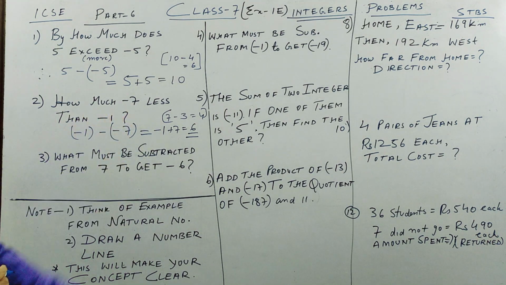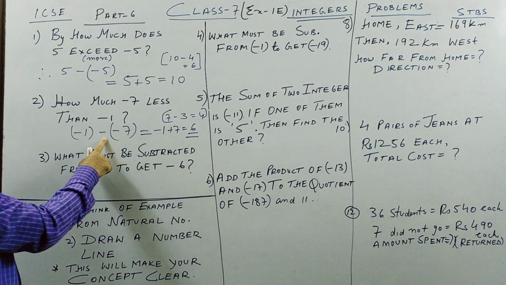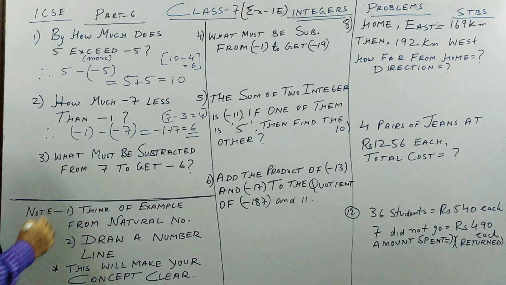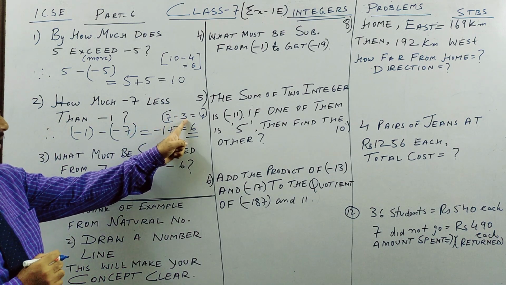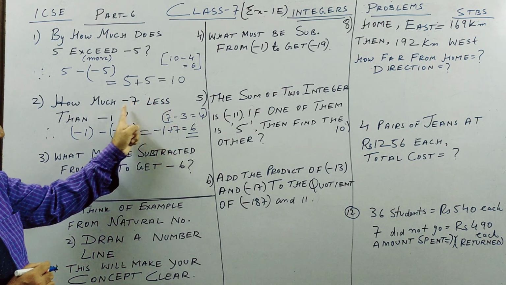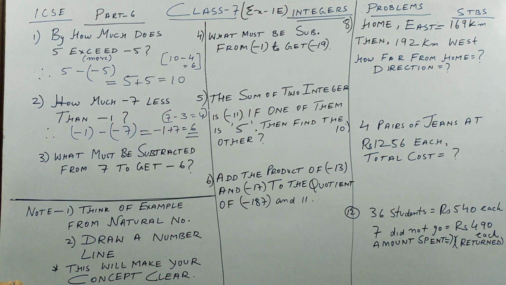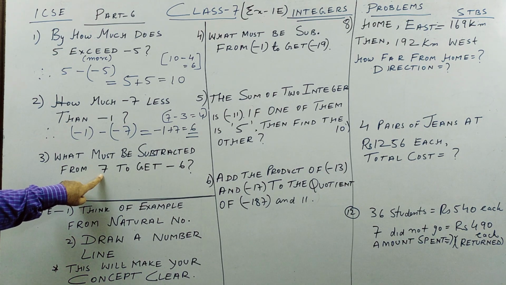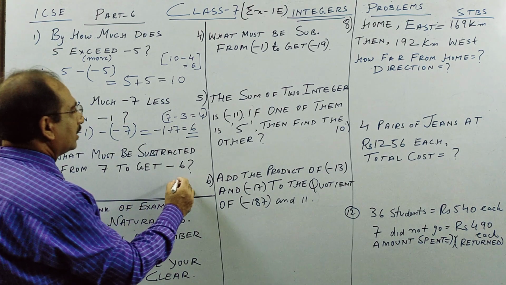The number line will help you understand better how we are doing this. So how much is minus 7 less than minus 1? Subtract minus 7 from minus 1. How much is 3 less than 7? This minus this. We subtract. What must be subtracted from 7 to get minus 6? So what example can you take?